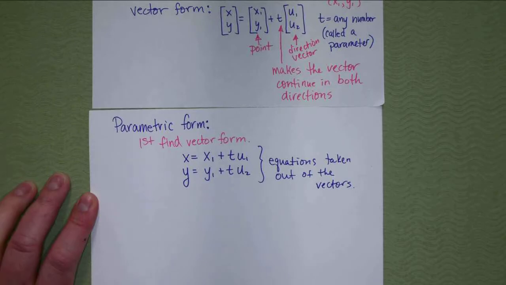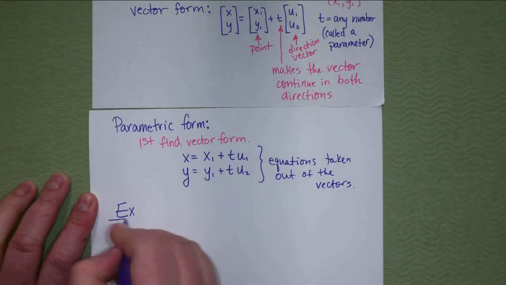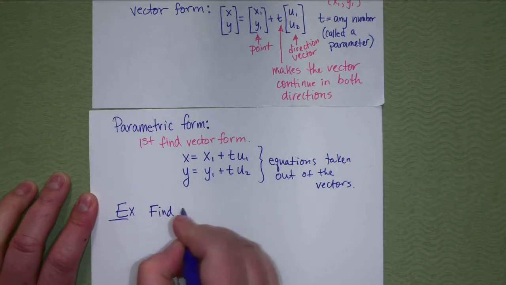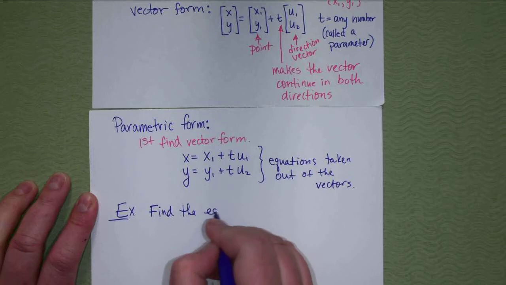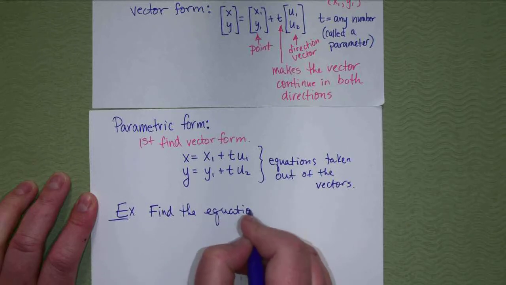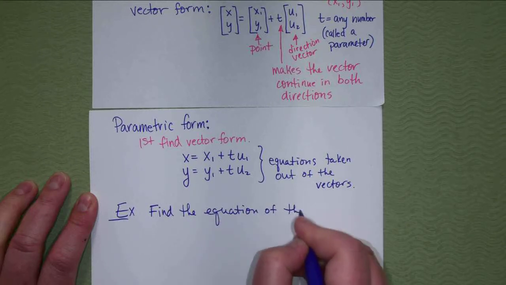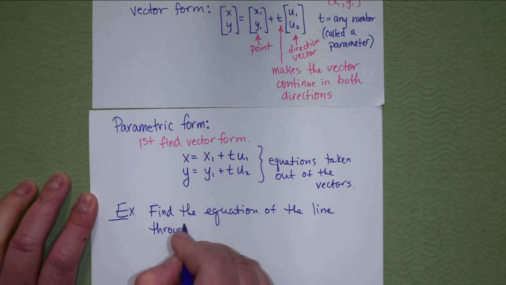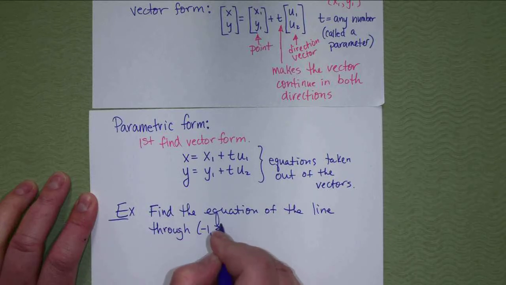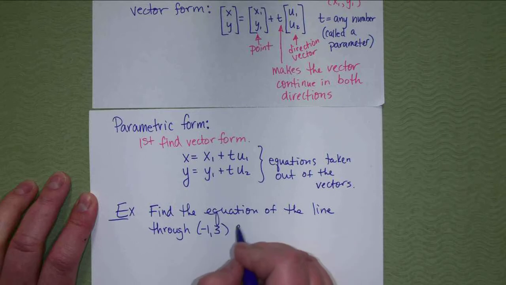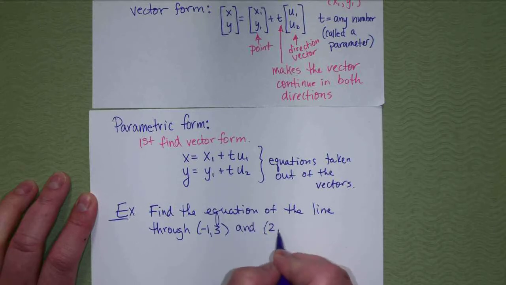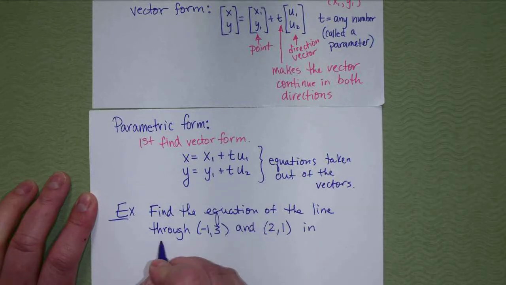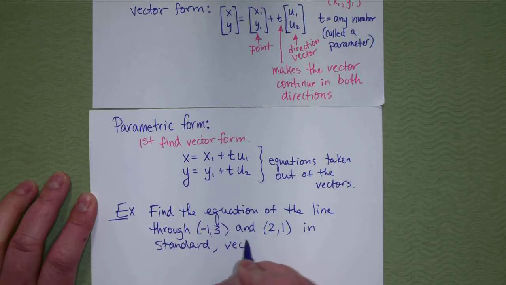Okay, so let's do an example. Find the equation of the line through (-1, 3) and (2, 1) in standard, vector and parametric form.